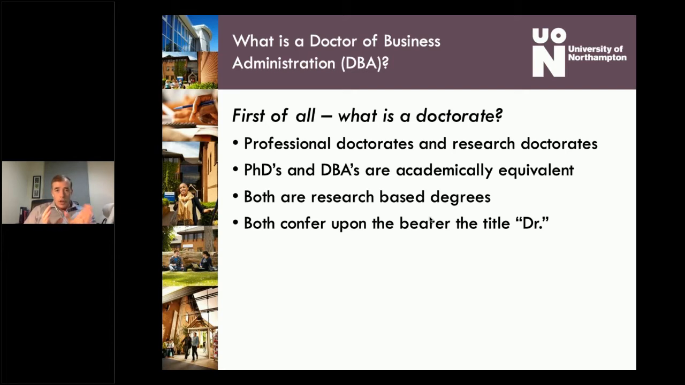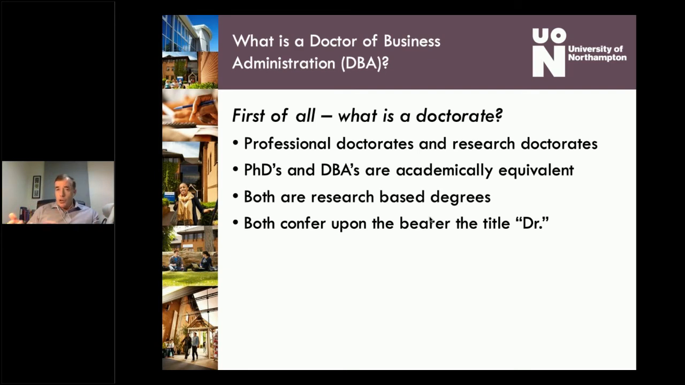There are two types of doctorates. One of them is called professional doctorates, and these are for people who are primarily engaged in a profession. So of course, a medical doctor will do an MD, Doctor of Medicine. An engineer could do a Doctorate of Engineering. A pharmacist could do a Doctorate of Pharmacy. An education professional could do a Doctorate in Education. And of course, in Business and Management, the professional doctorate is the DBA, Doctorate of Business Administration. So all of those doctorates are for people who are primarily engaged in a profession.